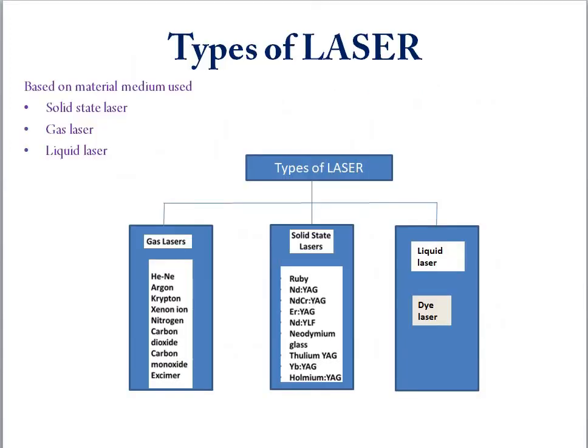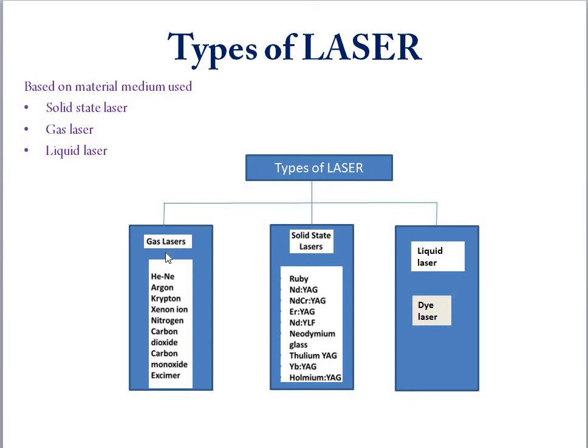So next, let us discuss types of laser. Lasers can be classified in different ways, but here we can discuss one type of classification. It is based on the material medium or the lasing medium. Depending upon the lasing medium, lasers can be classified into three types: solid state laser, gas laser, and liquid lasers.